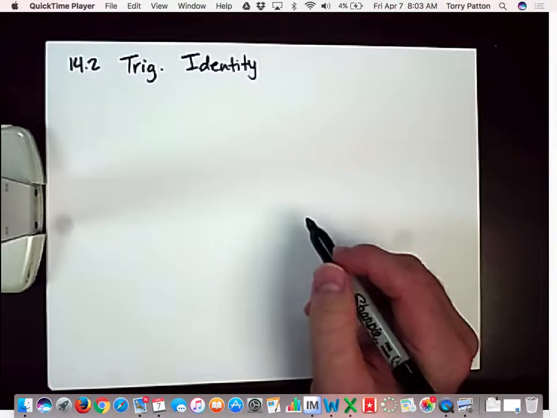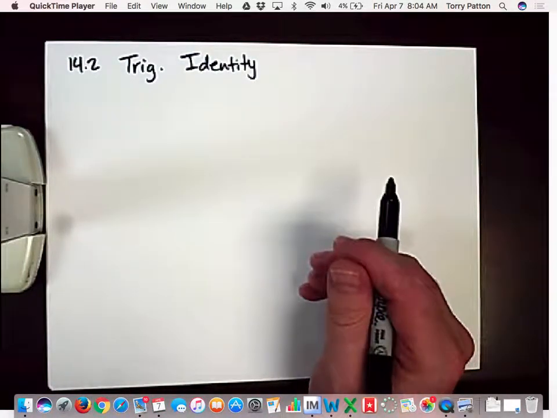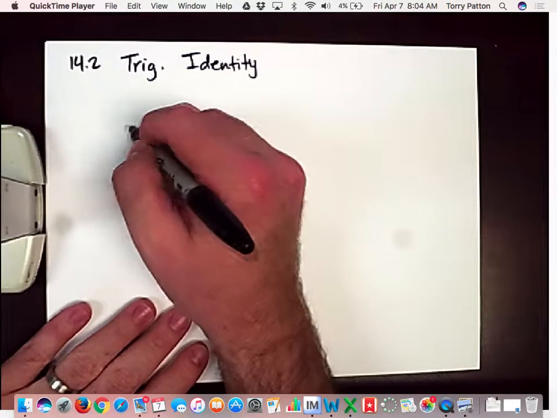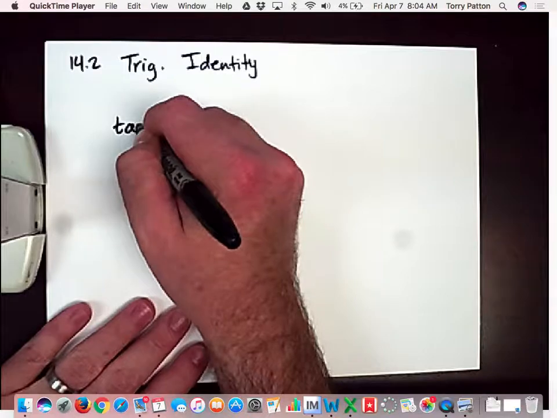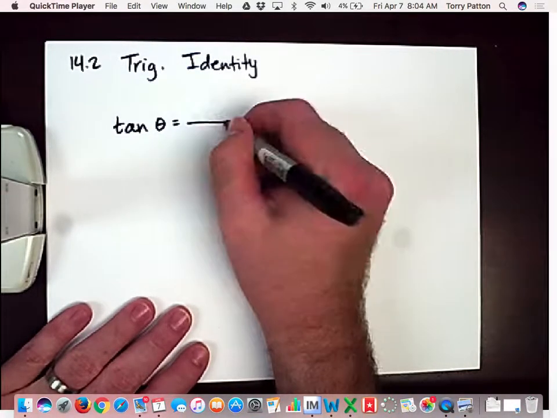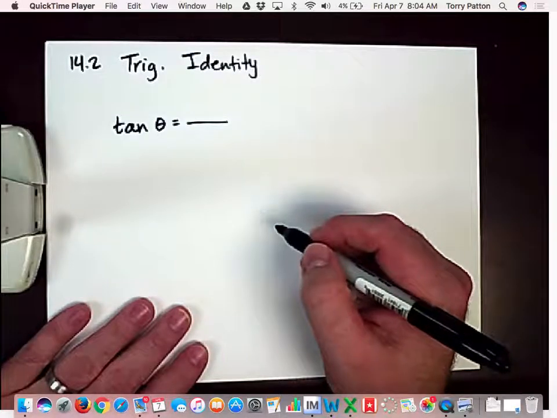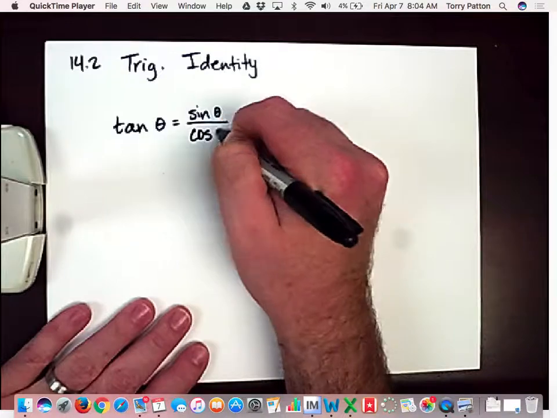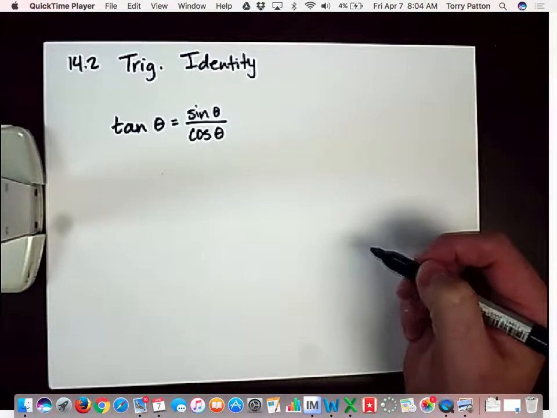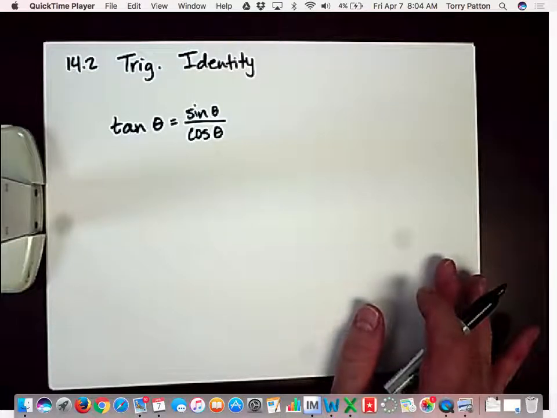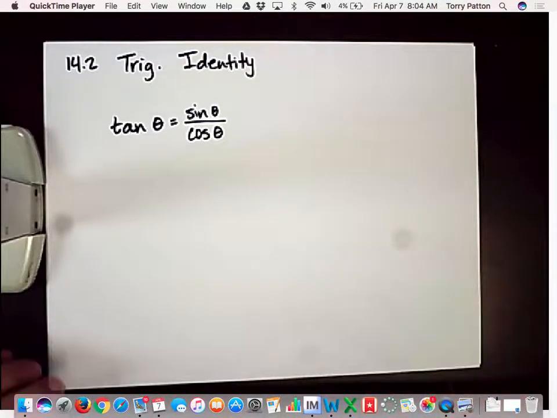Okay, and an identity is just when something equals something else, right? And we learned one, that tangent of any angle is equal to what over what? Sine of that angle over cosine of that angle. Okay? So that's one of the main trig identities.